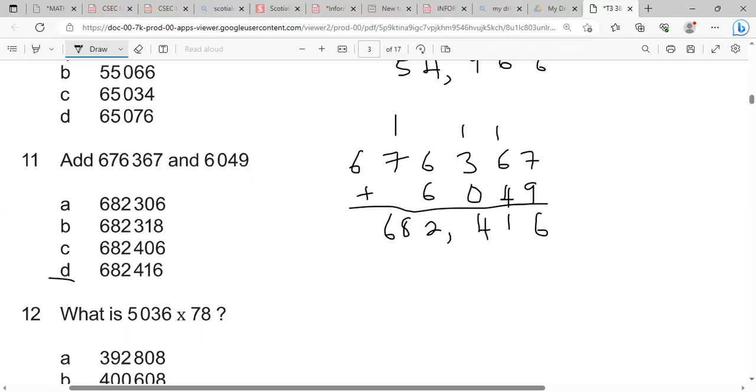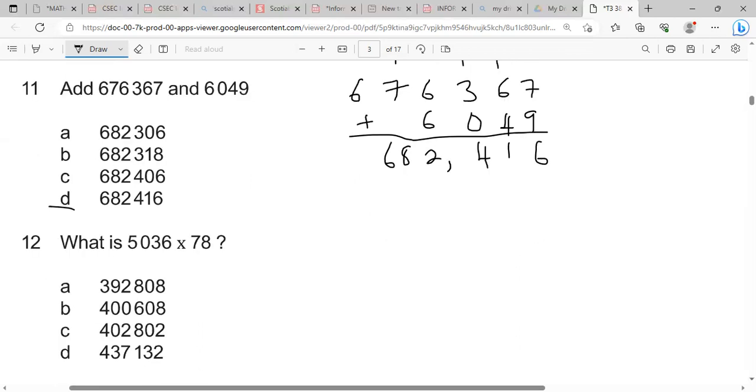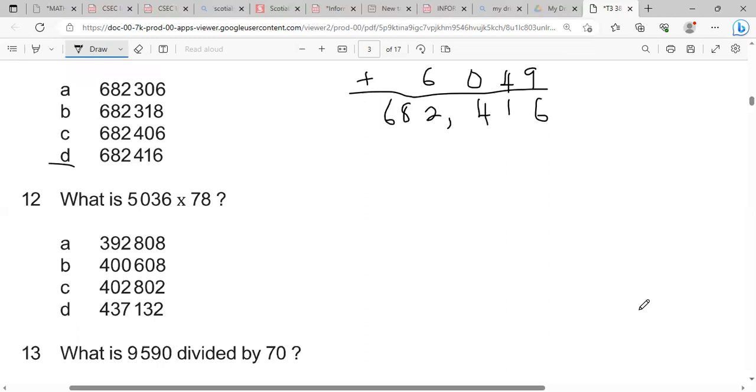All right, let's look at the number 12. What is 5,036 multiplied by 78? So it's 5,036. Go ahead and multiply that fast, guys. Ensure you space your work. So if you have to carry anything, it doesn't affect it, all right?